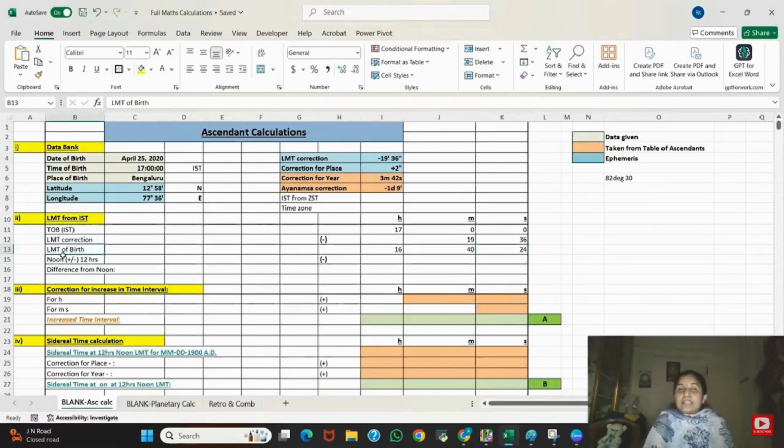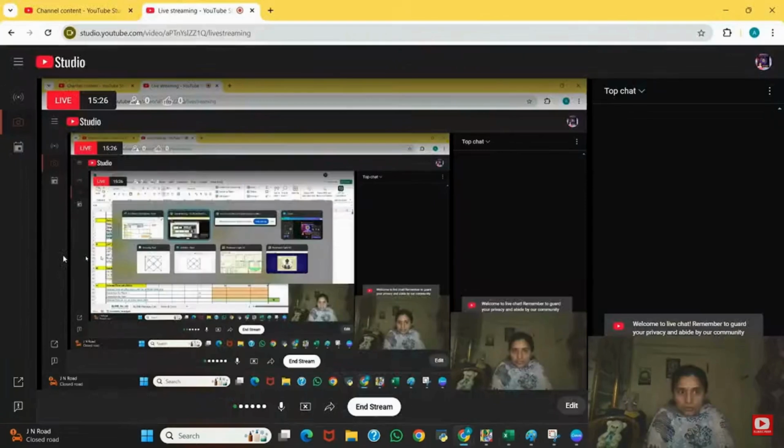Then we have to apply the noon correction, that is, 12 hours which we have to deduct. No matter whether it is a PM birth or an AM birth, we need to have the 12 hours deducted. When we apply the noon correction, we can see here it will be 4 hours 40 minutes 24 seconds. This is what we arrive at from the difference from noon. So this will be the LMT at birth. I hope things are a bit clear now.